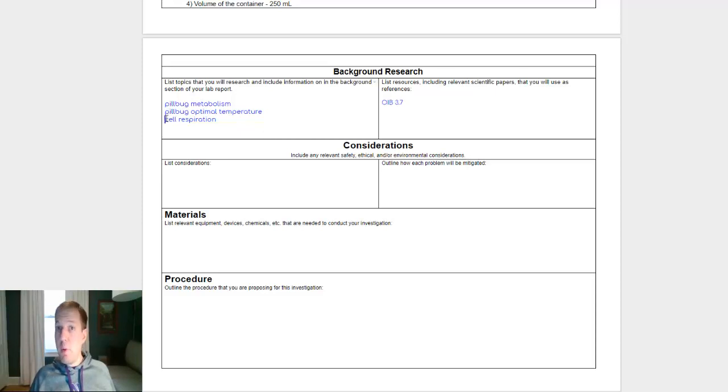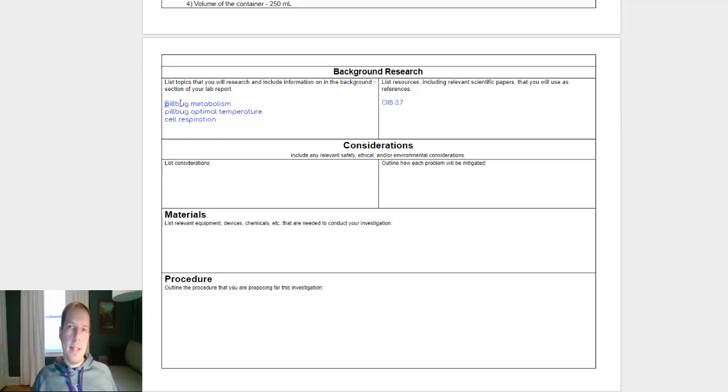I would want to know some general information like, what is cell respiration? What is that process? How would I outline that? What are the inputs and outputs of that process? But I also want to include specific information that is relevant to my specific context.